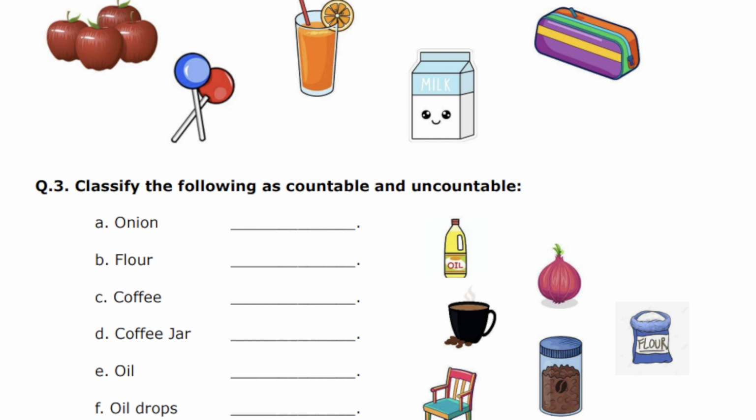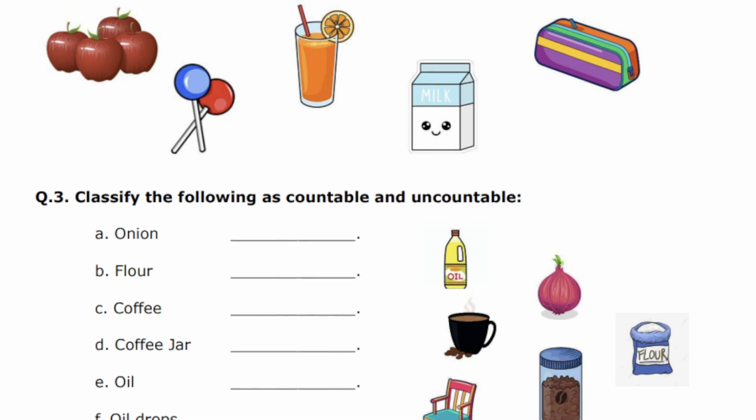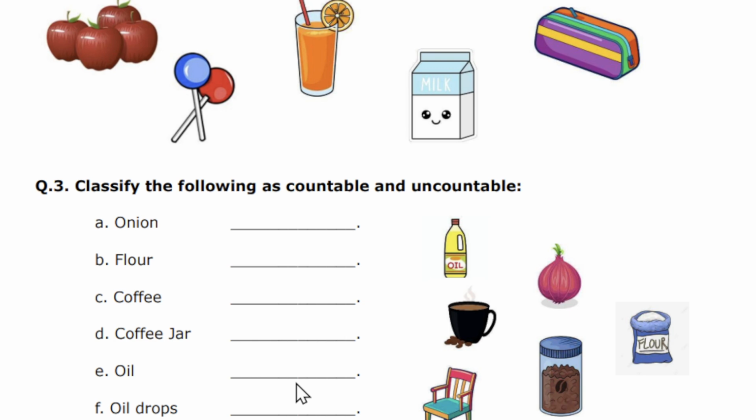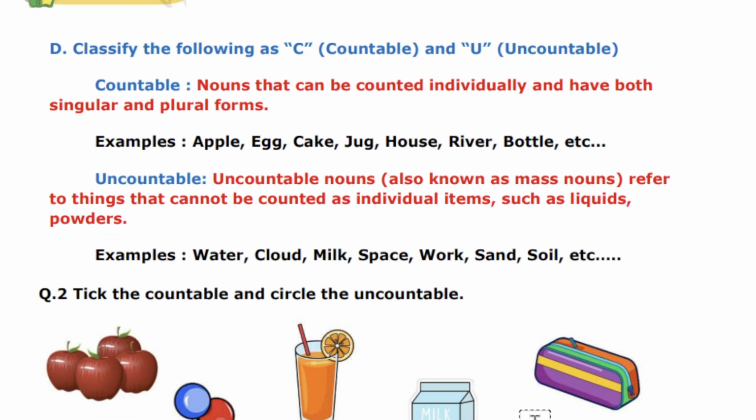Okay. So onion, is it countable or uncountable? You have to write. Flour is countable or uncountable. Coffee, coffee jar, oil drops, chair. You have to write it. Okay. I'll tell only oil and oil drops. Oil, it is uncountable. You cannot count. You may not be able to count it. But oil drops, yes, you can count the oil drops. So that is countable. Okay.